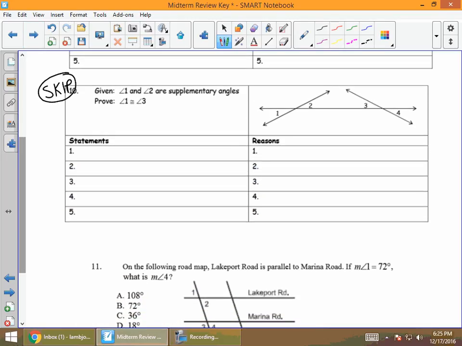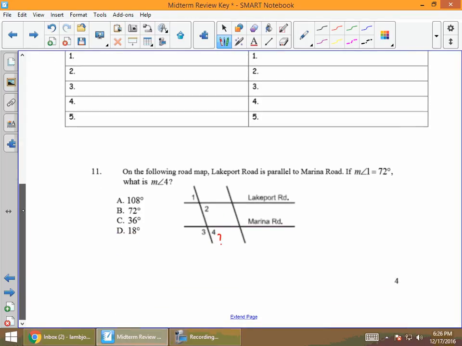And number 10, there is a typo in that one. 1 and 2 are vertical angles. They are not supplementary angles. And there is no relationship. There's nothing linking angle 3 to angle 1 or angle 2 at this point. So there's really nothing you can do on that one. So go ahead and skip questions 9 and 10.